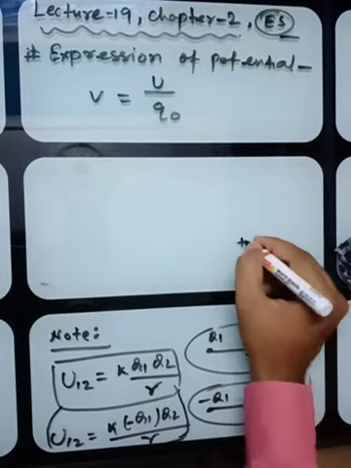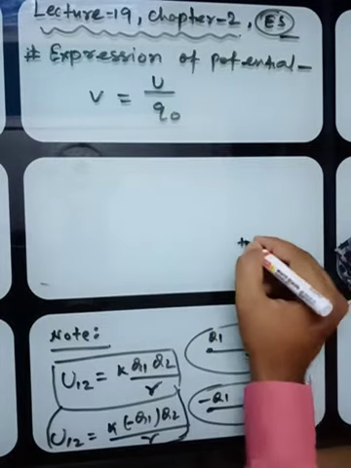I hope you are getting the potential of this charge at this point, that is at distance R. You can also write it as Vr. It is K, potential energy, KQq divided by R and divided by q. So this will be cancelled out and you will have the potential at distance R as KQ by R. Okay, my dear students, this is the mathematical expression for the electric potential.